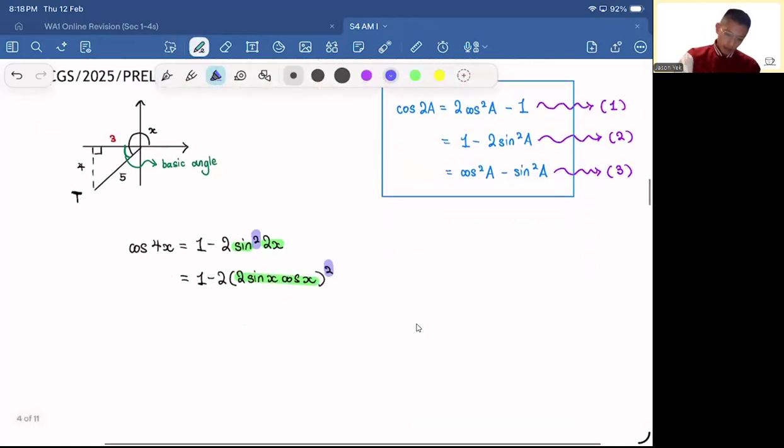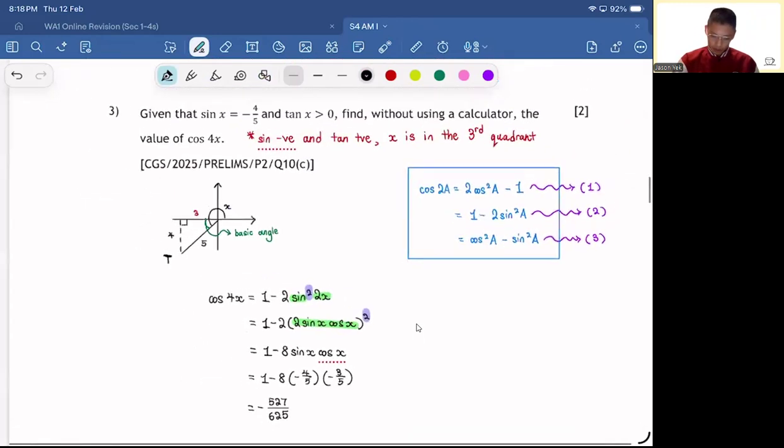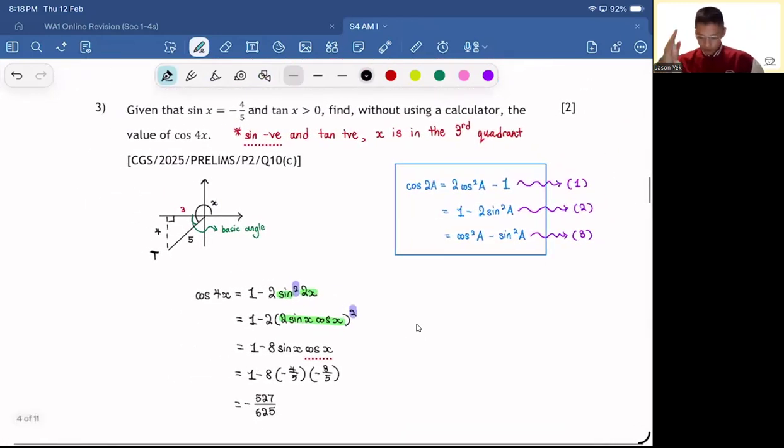Then after that, you know the drill. Write down my numbers first: 2 square is 4, 4 times 2 is 8. I have 8 sine x cosine x. Pump in the numbers accordingly: sine is negative 4 over 5, cosine is negative 3 over 5. Punch it into your calculator, and that is the final answer. Either you approach it with 2, it will be fine. 1 is also fine. In fact, if you want to do 3, it is also fine, but you might torture yourself with that, so I urge you not to.